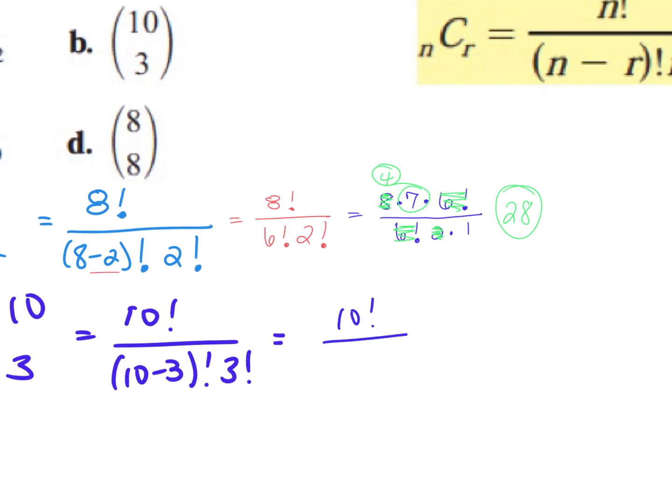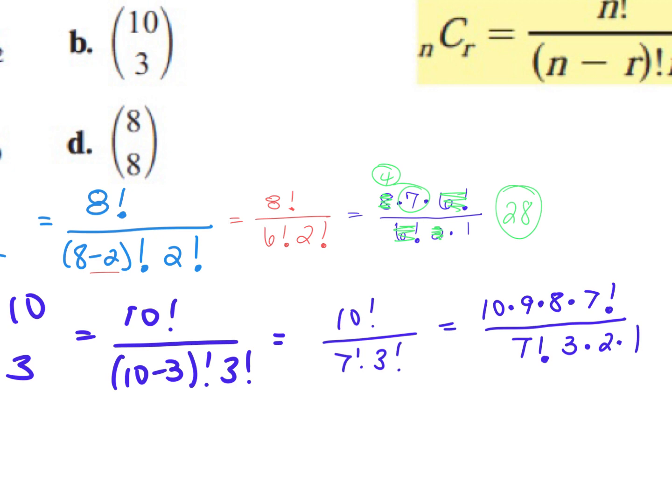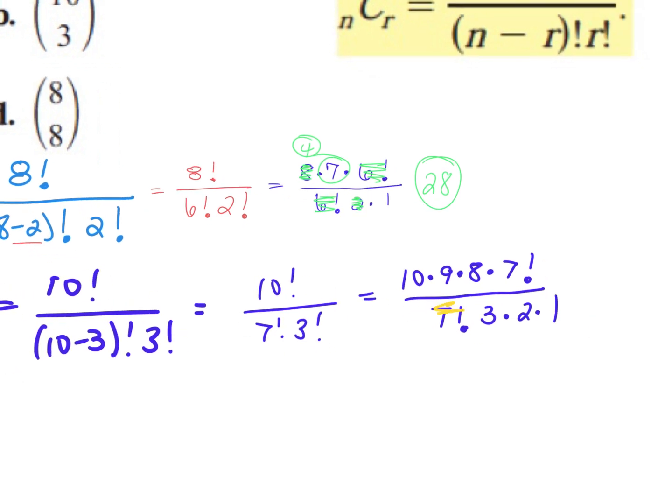Simplify. Everybody with me? So I'm going to write this out as 10 times 9 times 8 times 7. Can I stop at 7? Yes, because there's 1 on the bottom. And then I'm going to write out 3 times 2 times 1. Cross off your 7 factorials. Again, you can multiply numerator and denominator and simplify.